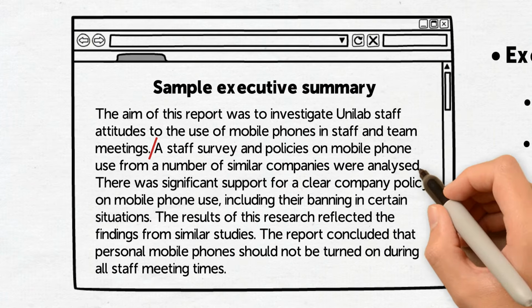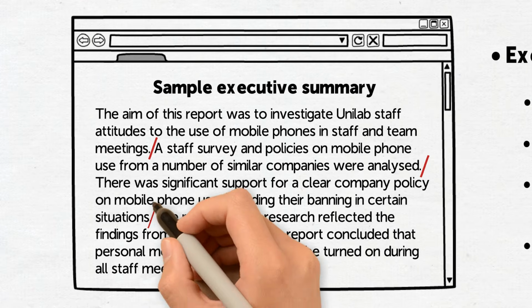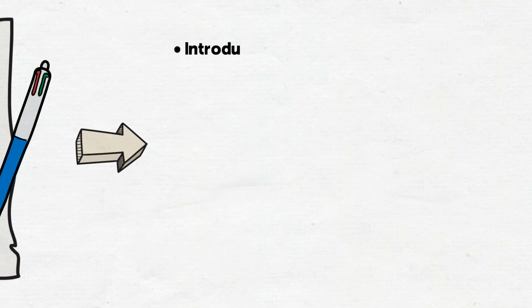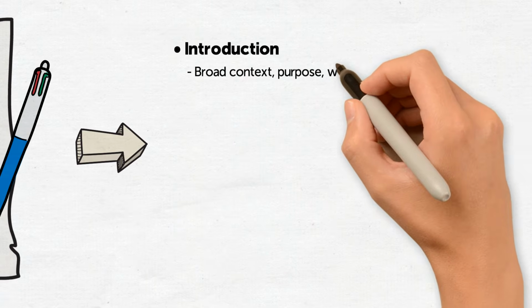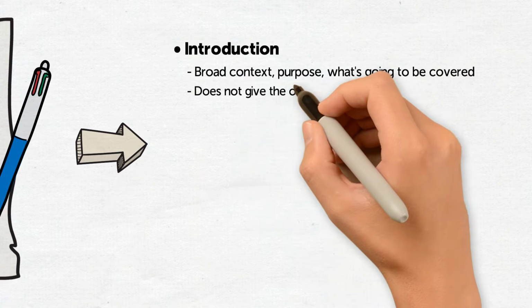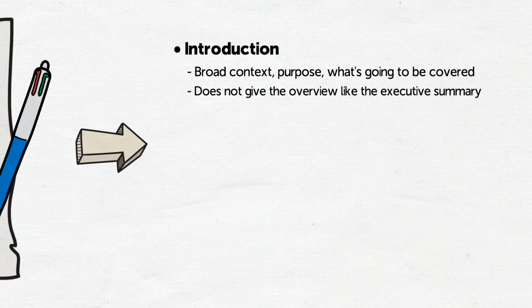Have a look at how the writer summarises each main section in one sentence. As you can see, it's got a very definite structure drawn from the larger report. It is very different to the introduction, which just talks about the broad context, the purpose of the report, and what is going to be covered in the following sections. It gives the reader an idea of what is ahead. It does not give the overview like the executive summary.